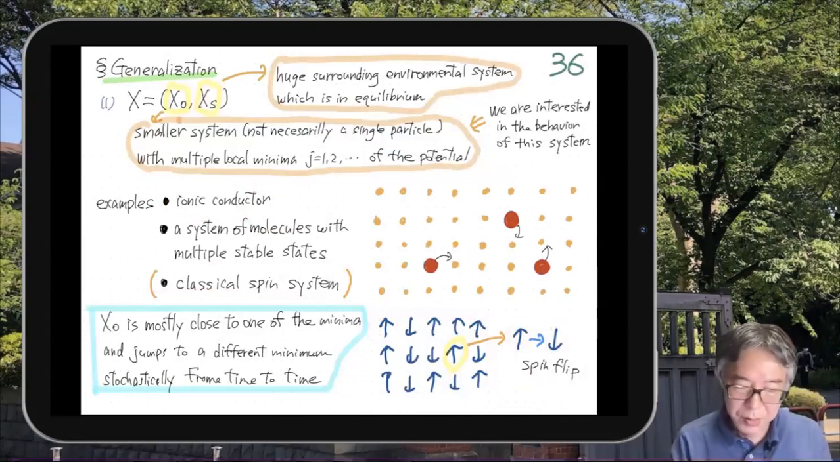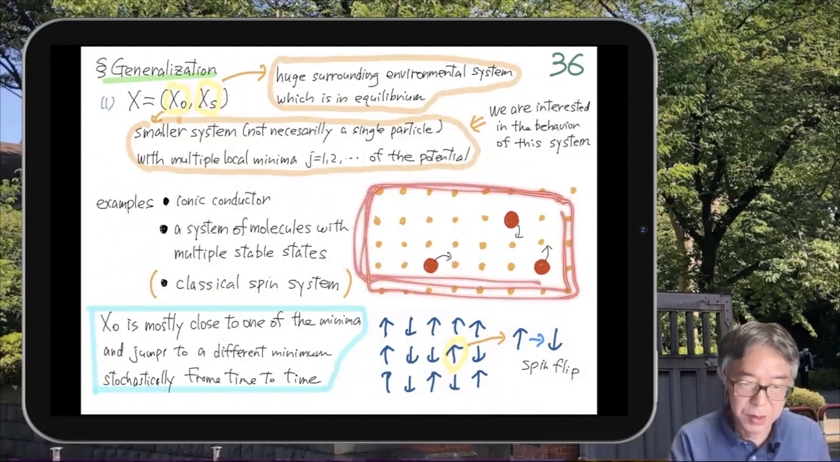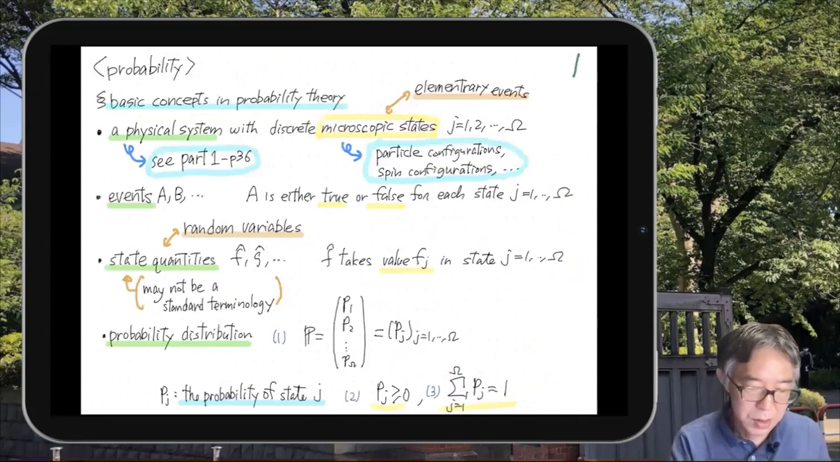Or ionic conductors. In this case, you have, again, a lattice, but each lattice point represents potential minima for these ions. And each ion is sitting in one of these local minima, and from time to time it moves. So this is one configuration of particles. Okay, let's go back. So we are interested in that kind of system.